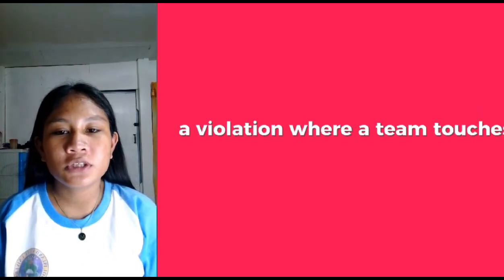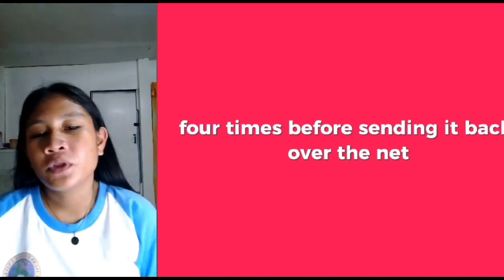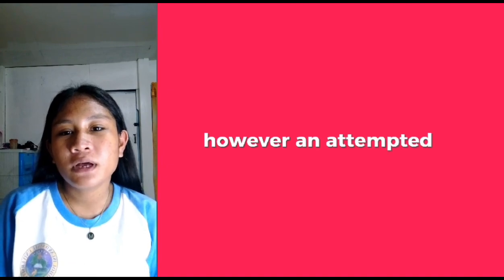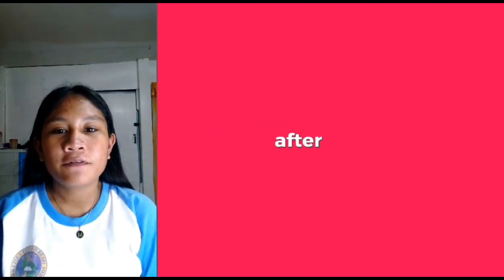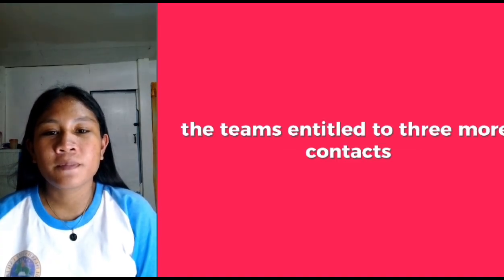Faults in playing the ball. First, 4 hits. A violation where a team touches the ball 4 times before sending it back over the net, which is illegal because a team is only allowed 3 hits. However, an attempted block does not count as one of the team's 3 hits. After the block, the team is entitled to 3 more contacts.